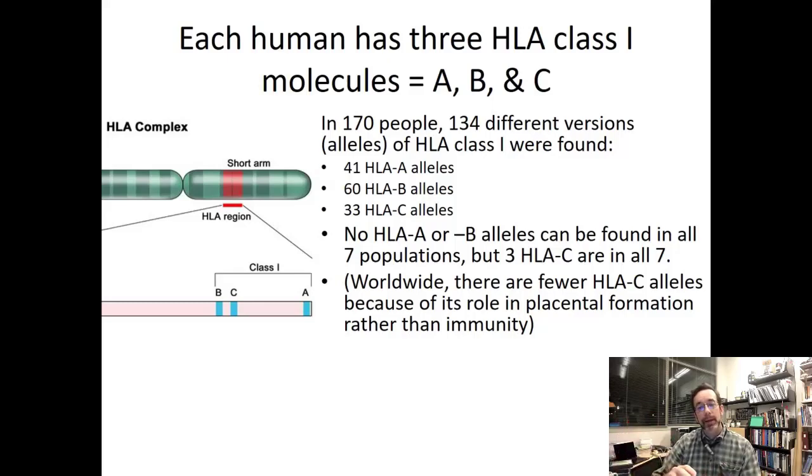HLA-A and B are used more for infection than pregnancy, and therefore they have a lot more variation in them. So this trend has been observed before. We see it also with this study. HLA-C is less variable because it has a constant role to play in placental formation.